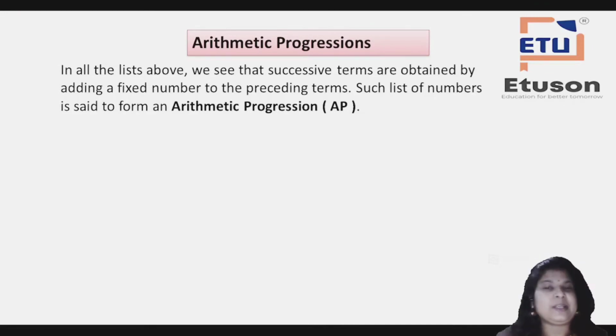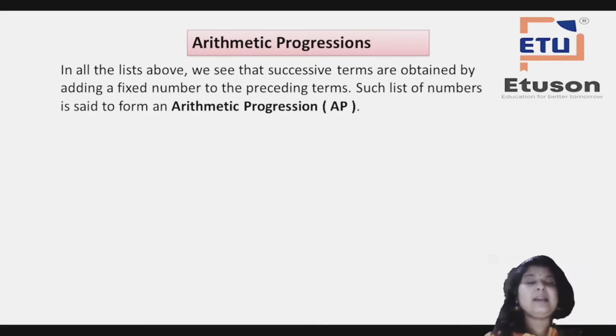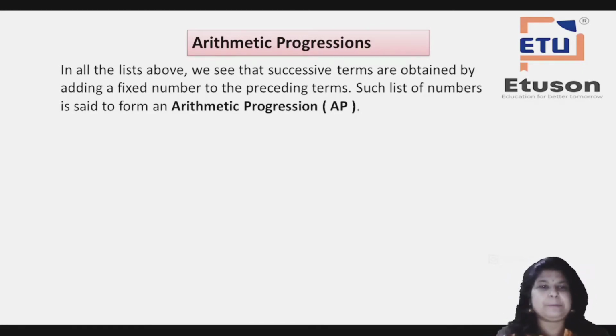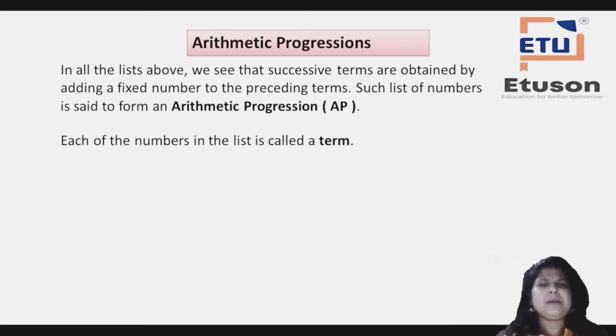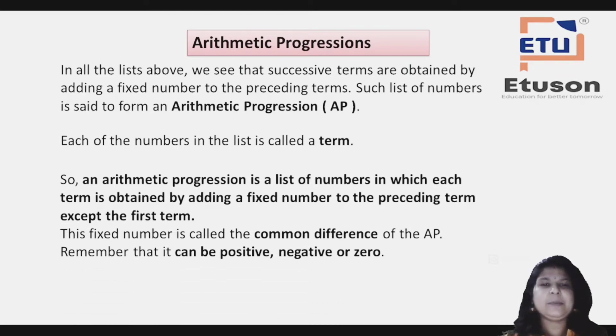In short, we call it AP, arithmetic progression. Each of the numbers in the list is called a term. So an arithmetic progression is a list of numbers in which each term is obtained by adding a fixed number to the preceding term, except the first term. This fixed number is called the common difference of the AP.